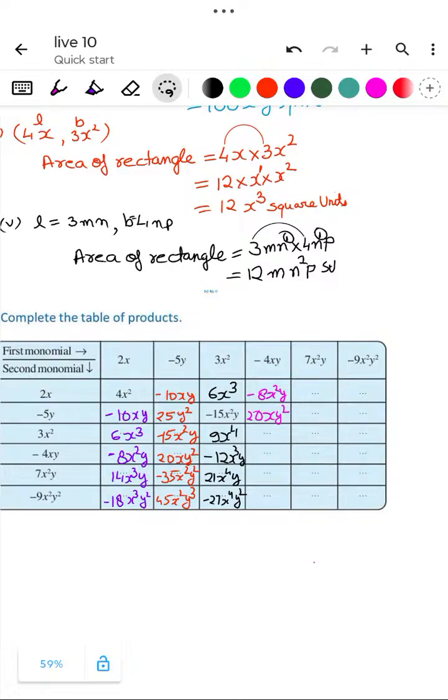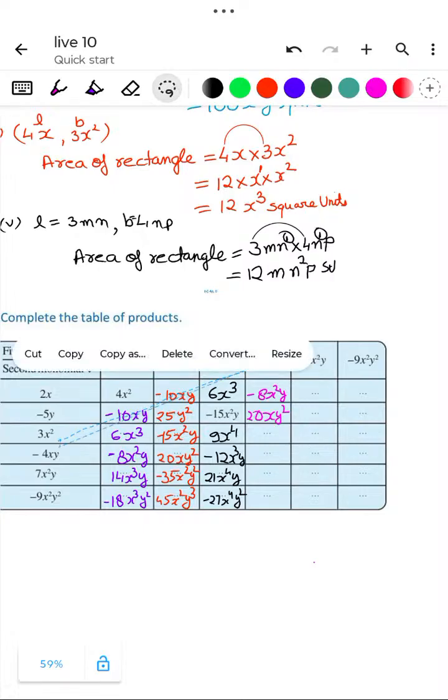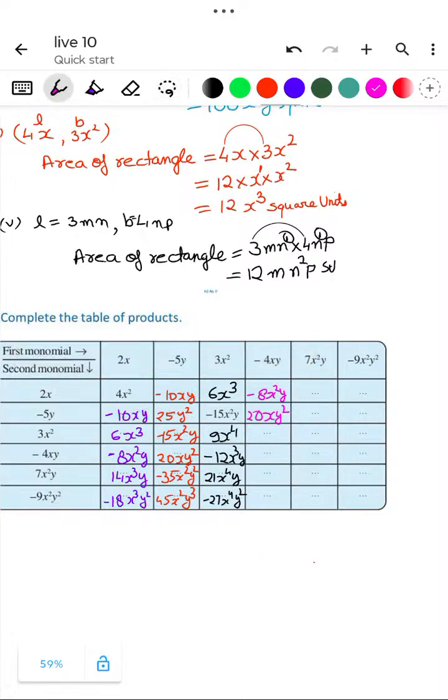Now negative 4xy into 3x square. Negative 4xy into 3x square. So negative 4 into 3 is negative 12. x to the power 2 plus 1 is 3, and y is only 1. So this is negative 12x cube y.